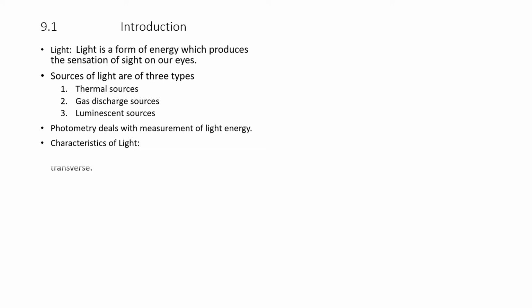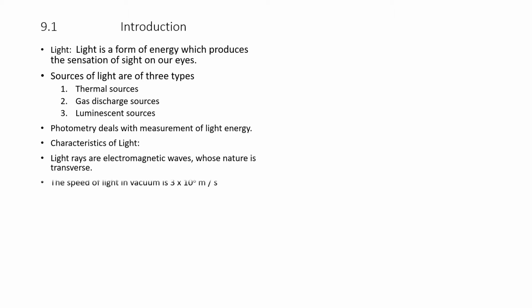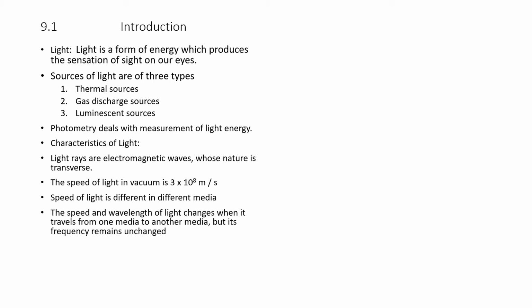Characteristics of light. Light rays are electromagnetic waves whose nature is transverse. The speed of light in vacuum is 3 into 10 to the power of 8 meters per second. Speed of light is different in different media. The speed and wavelength of light change when it travels from one medium to another, but its frequency remains unchanged.